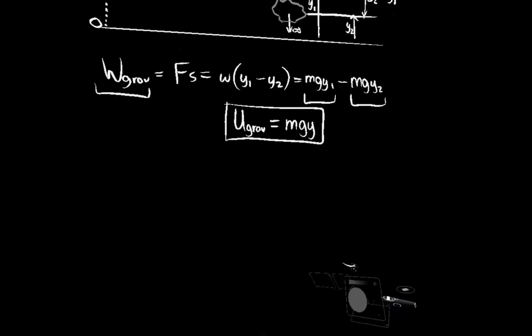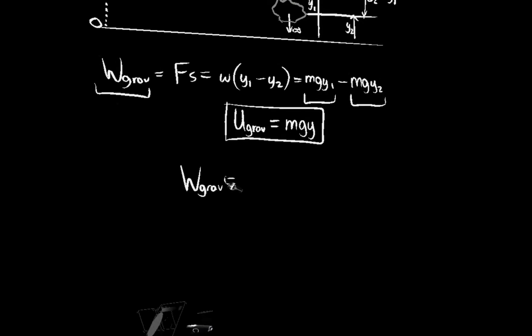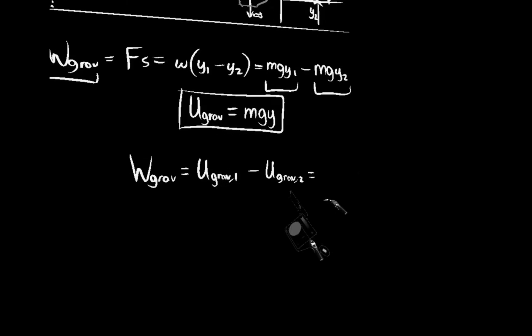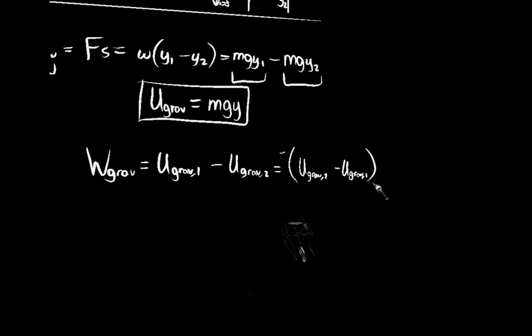And just like we did when we derived the work energy theorem, we're going to say that the work done is equal to the difference in this potential energy, the difference in energies. U grav 1 minus U grav 2, or the inverse of U grav 2 minus U grav 1, which is the negative of delta U grav.